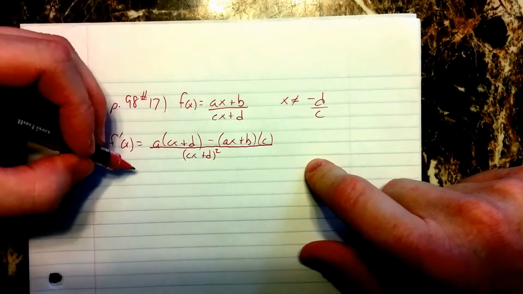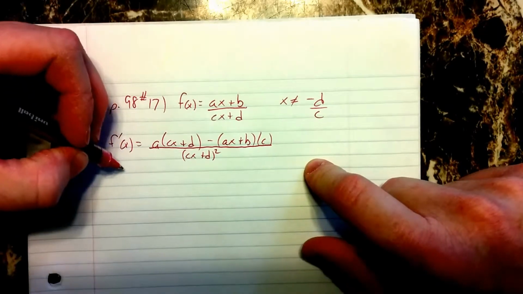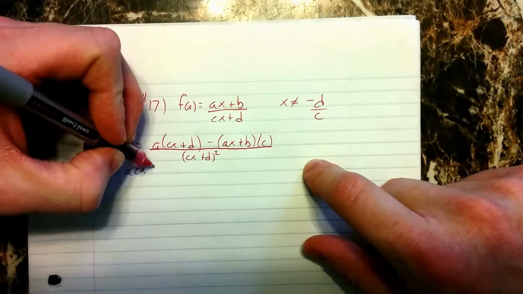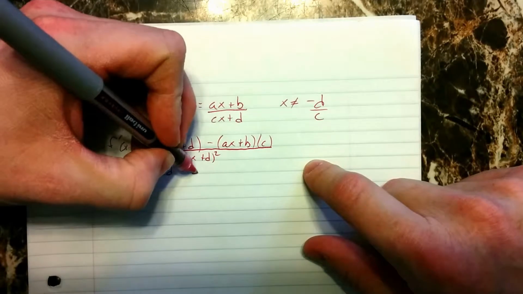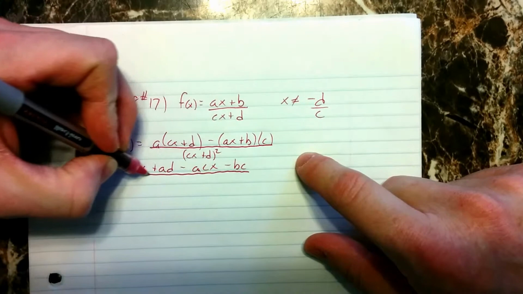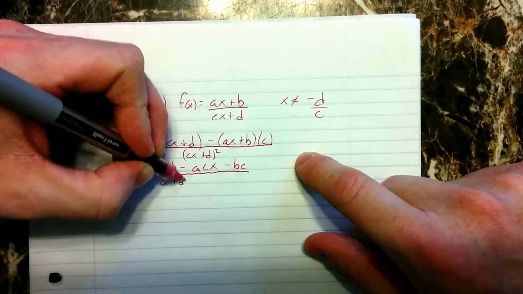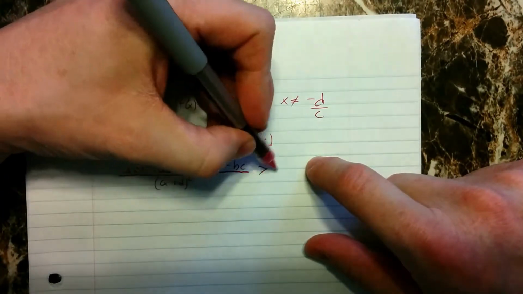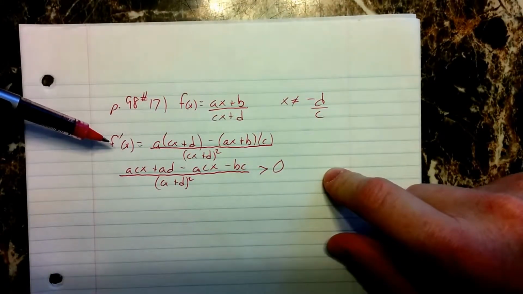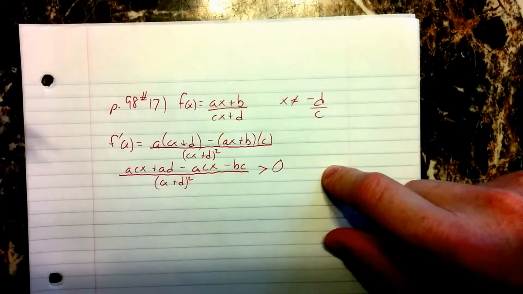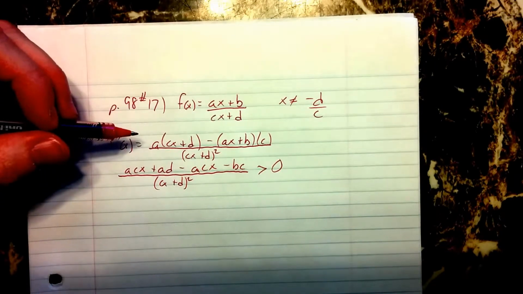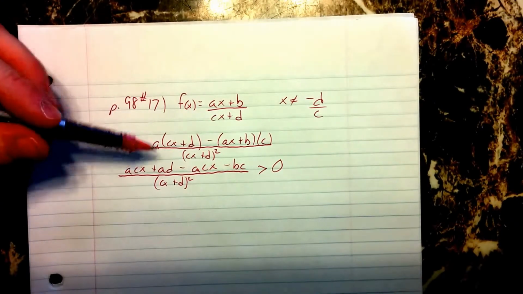So we're going to just talk about this line again. Well, I'll expand in the meantime: acx plus ad minus acx minus bc, over (cx + d) squared. And we want to know where that's going to be positive. A positive slope of the tangent is a positive derivative.